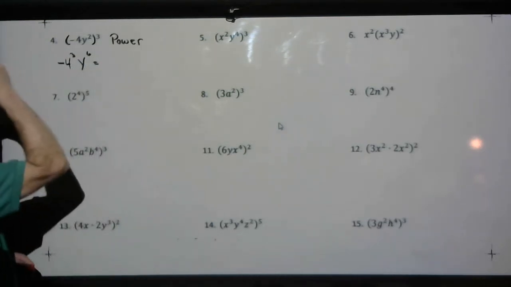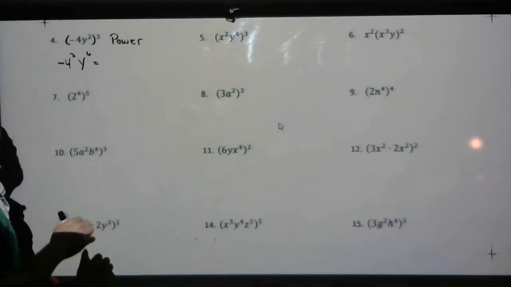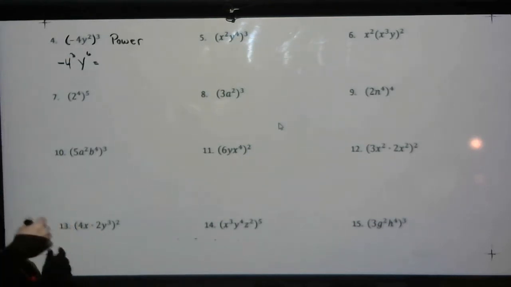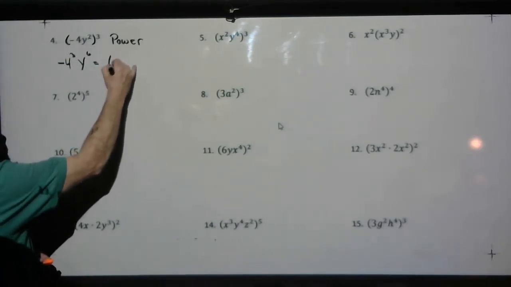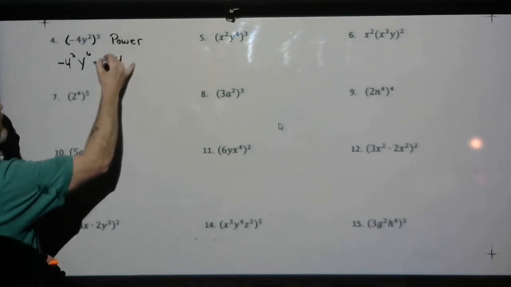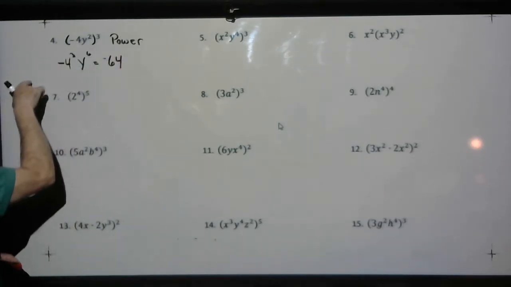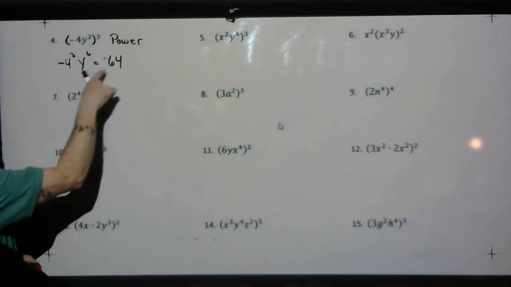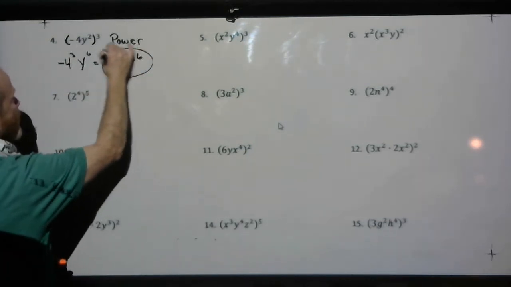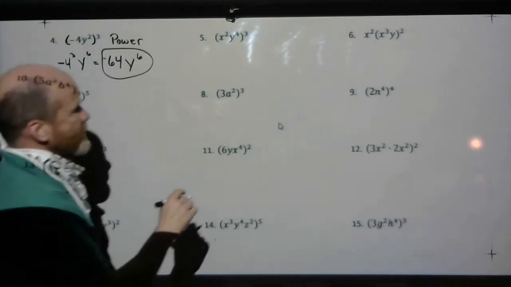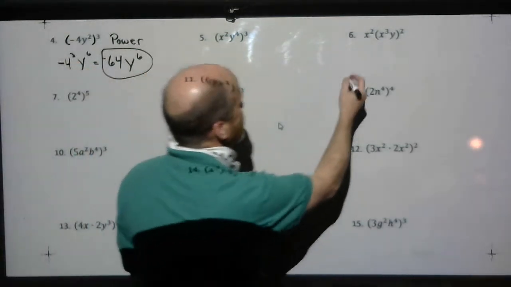And then we're going to have to go ahead and multiply that out. 4 times 4 is 16 times 4, oh my gosh, is 64. And that's going to be negative because a negative times a negative is a positive, times a negative is a negative. So negative 64 y to the 6th. Power rule.